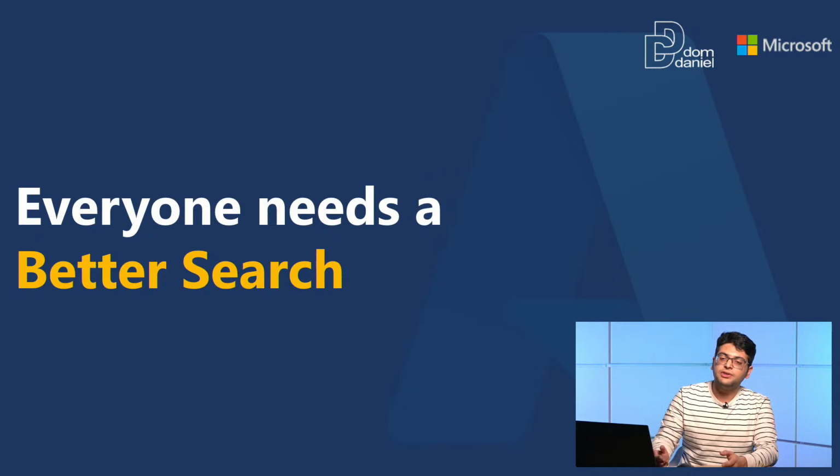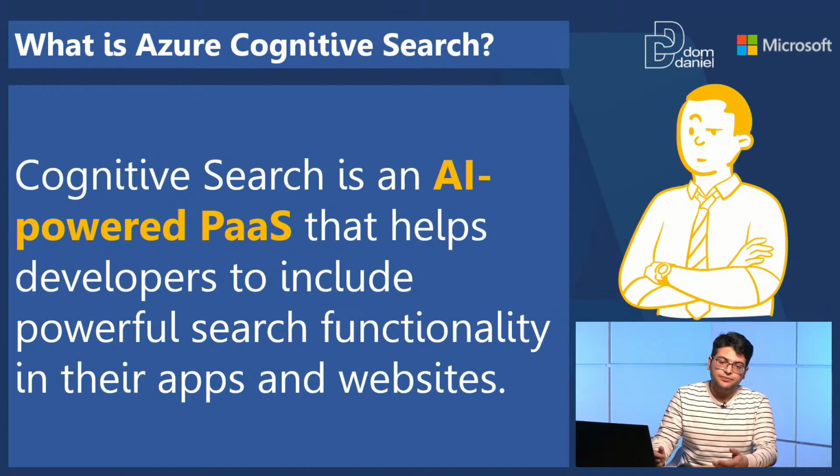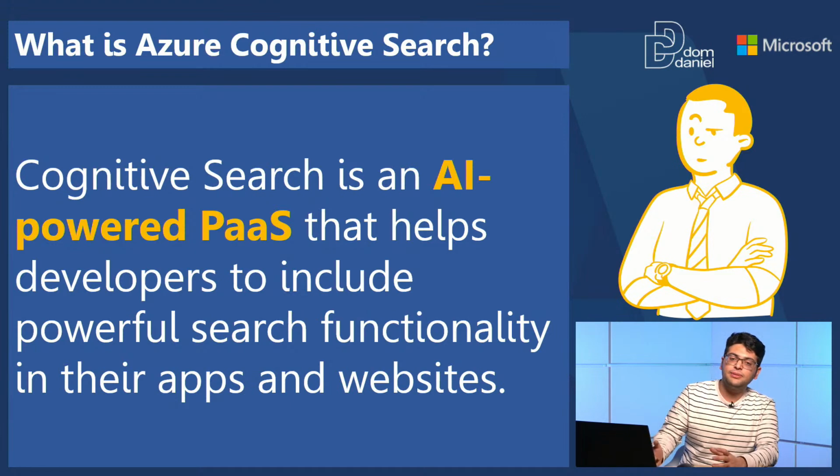Also, your users want to get a good search experience as well. They want suggestions and filters, and everything here is provided by Azure Cognitive Search. Azure Cognitive Search is an AI-powered platform as a service, or as Microsoft calls it, search as a service, that helps developers to build powerful search functionality inside their apps and websites.